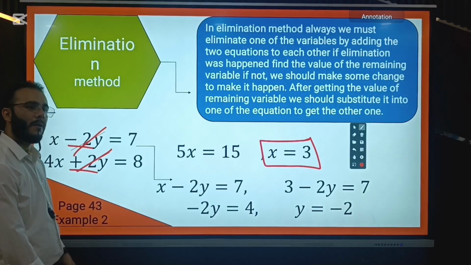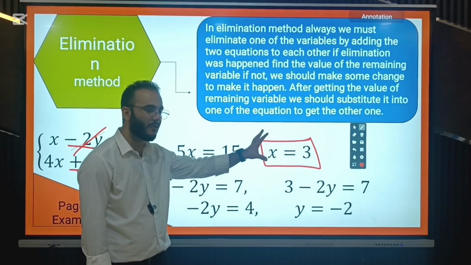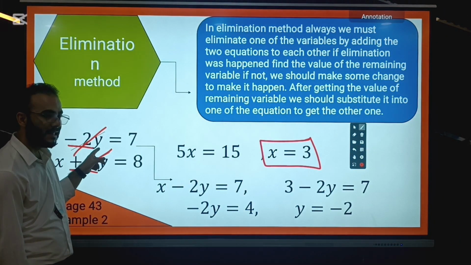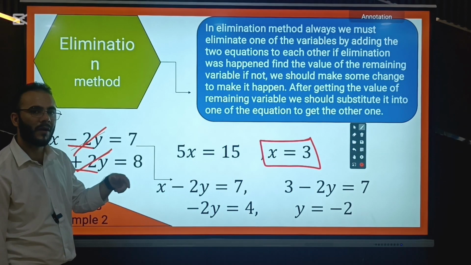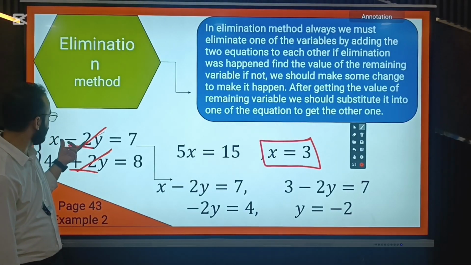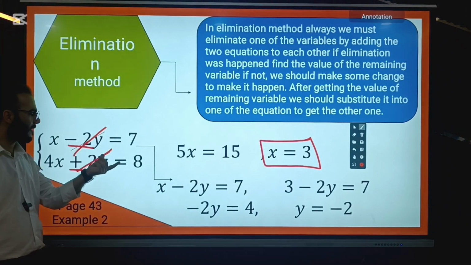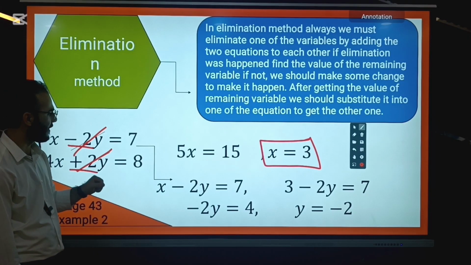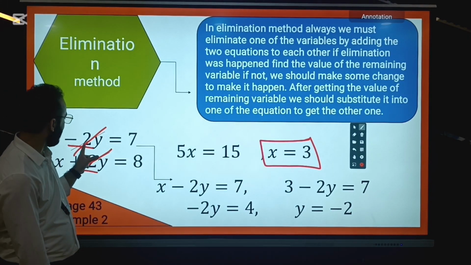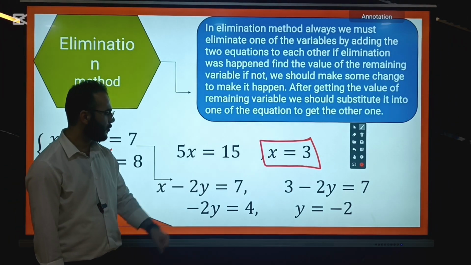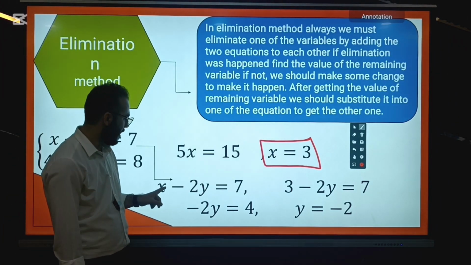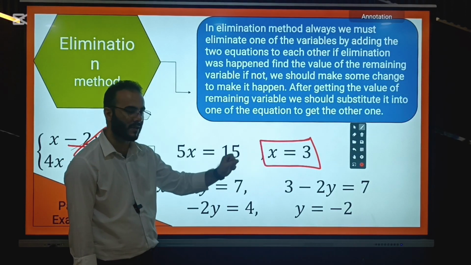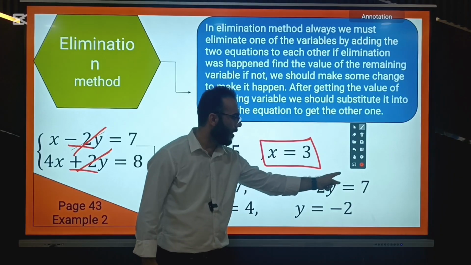How about y? How are we going to get y? When you have found one of them, bring it into one of the equations in order to get the value of the other variable. For instance, here I use the first equation, x minus 2y equals 7. You can use the second one as well, because at the end you are going to get the same answer. So instead of x, I will put 3, because we got 3 as x. So 3 minus 2y equals 7.